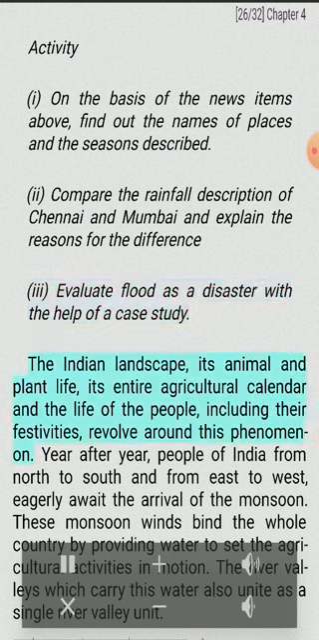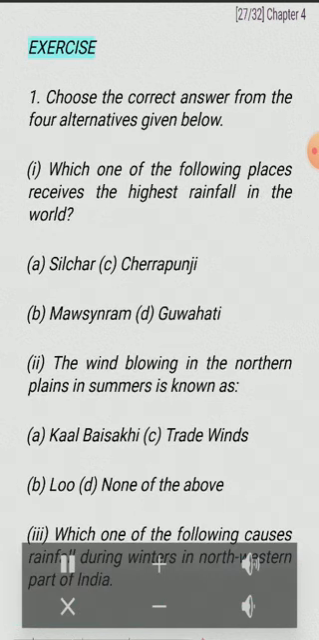The Indian landscape, its animal and plant life, its entire agricultural calendar and the life of the people, including their festivities, revolve around this phenomenon. Year after year, people of India from north to south and from east to west eagerly await the arrival of the monsoon. These monsoon winds bind the whole country by providing water to set the agricultural activities in motion. The river valleys which carry this water also unite as a single river valley unit.